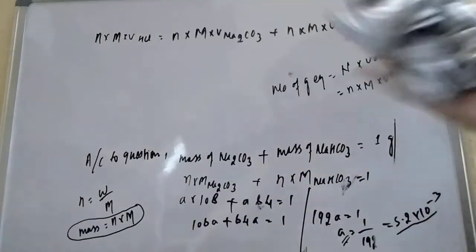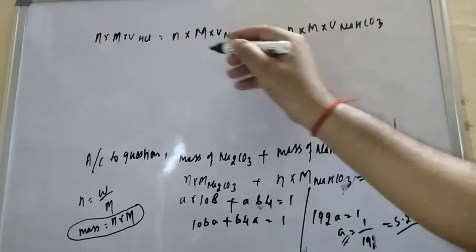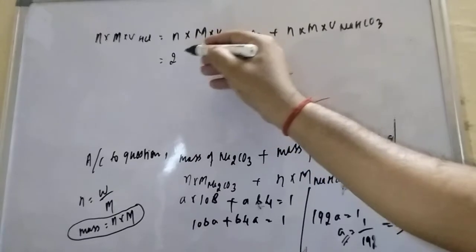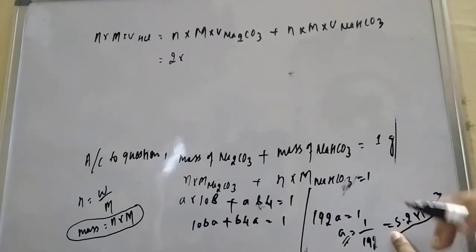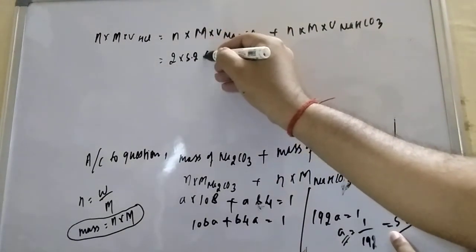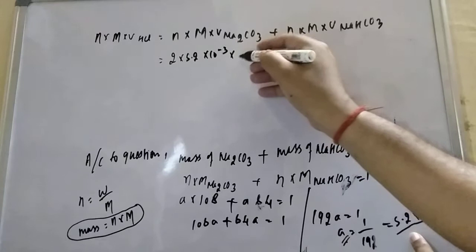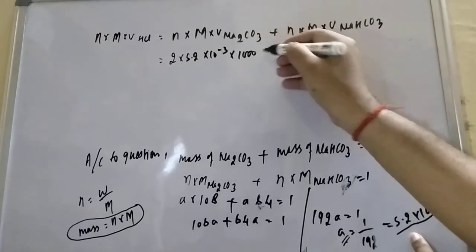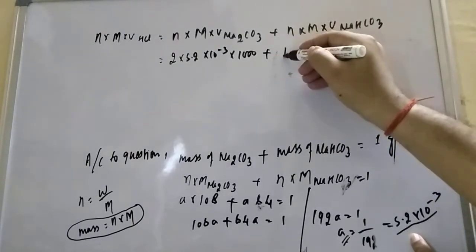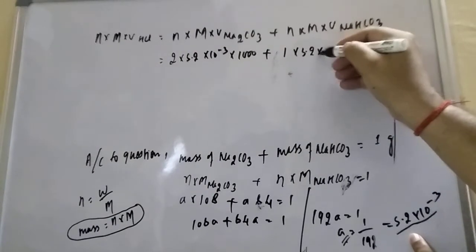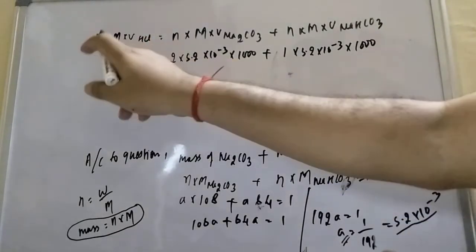Now student, you understood so many things from the question. What is the N factor for Na2CO3? That is 2. Molarity means number of moles per liter of volume. So here you got 5.2 into 10 power minus 3 per liter. We want to calculate in milliliter, so multiply by 1000. Similarly, the N factor for NaHCO3 is 1, multiplied by 5.2 into 10 power minus 3, again multiplied by 1000 because they are asking how many ml.